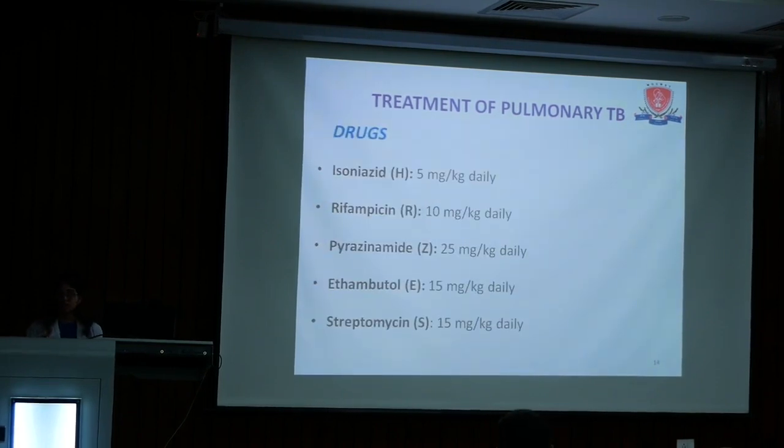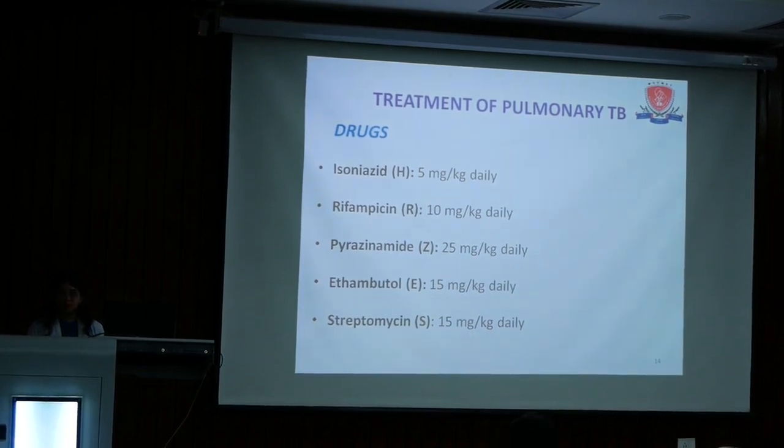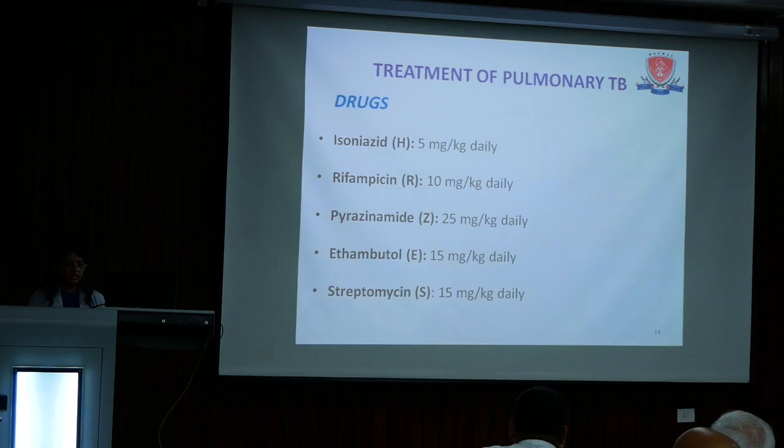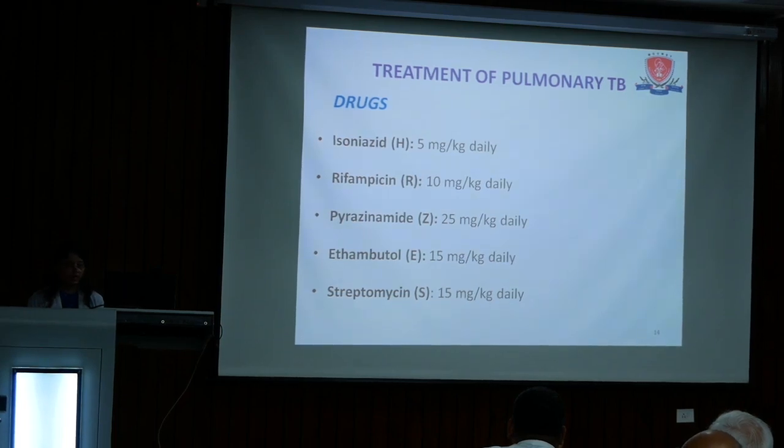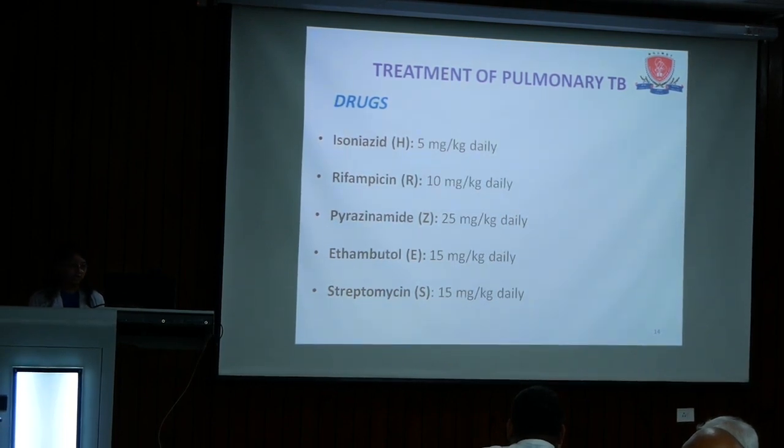Now, the commonly used drugs are isoniazid, dose is 5 mg per kg daily, rifampicin 10 mg per kg daily, pyrazinamide 25 mg per kg daily, ethambutol 15 mg per kg daily, and streptomycin 15 mg per kg daily.